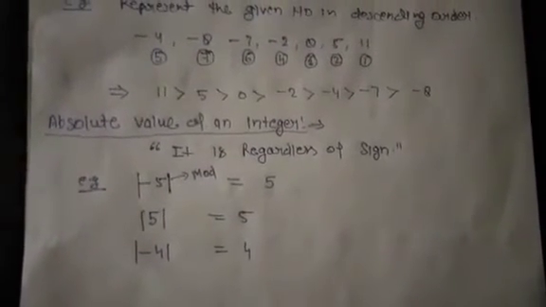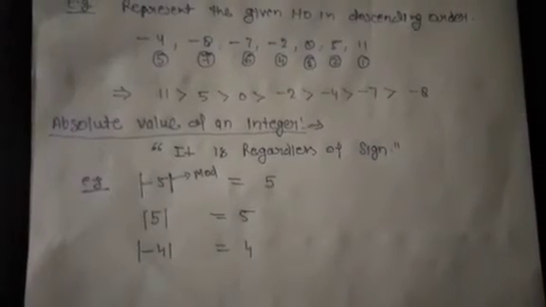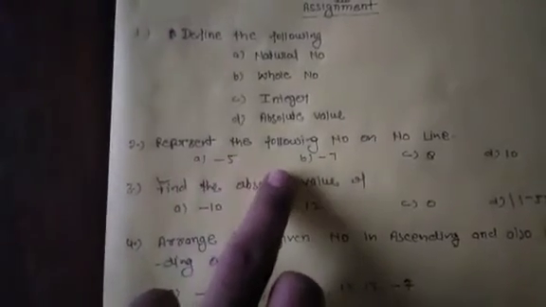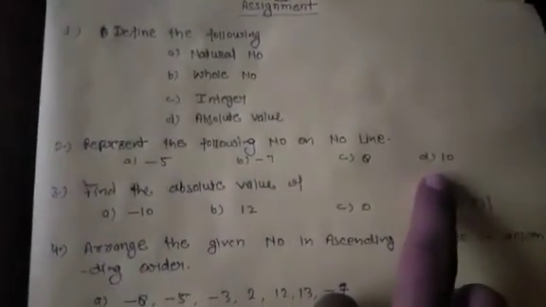Now children, I am going to give you an assignment for practice. You may see here. Children, I have given an assignment here for you. I have given the work to do. Define the following: natural number, whole number, integer, absolute value. I also have given the assignment to represent the given numbers on the number line. You may represent -5 as well as -7 as well as 8 and 10 on the number line.